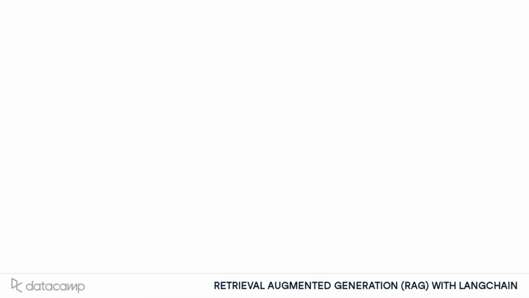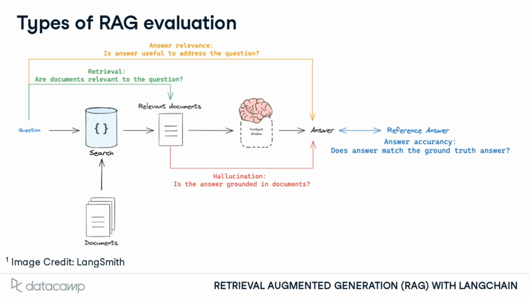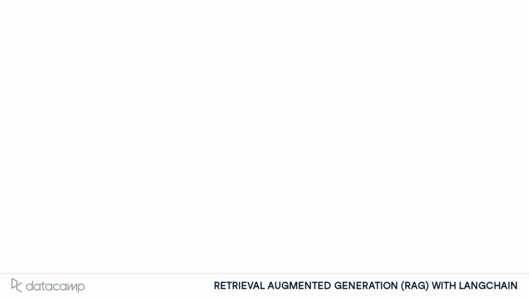Welcome back. Because our RAG architecture is made up of several processes, there are a few places where performance can be measured. We can evaluate the retrieval process to check if the retrieved documents are relevant to the query, the generation process to see if the LLM hallucinated or misinterpreted the prompt, or the final output to measure the performance of the whole system. Let's start with the final output.